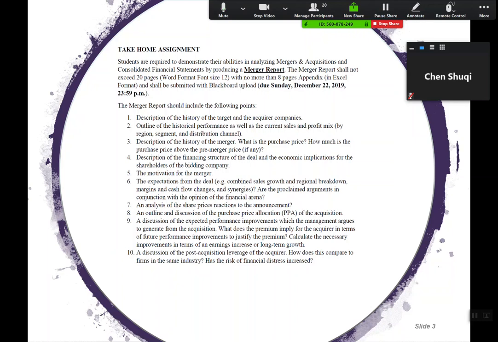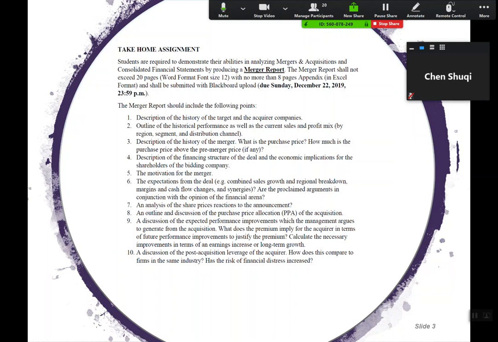Besides, it would be interesting to see how, for example, sales growth varies between the target and the acquirer, and how a combined sales growth for the future would look like, how the regional breakdown of where the sales are generated could change as a consequence of the merger, as well as cash flows. And if mentioned by management, it would be interesting to outline what synergies the management sees, and in particular what amount of, for example, savings they see as a consequence of those synergies. So this would also be great to cover in your merger report.